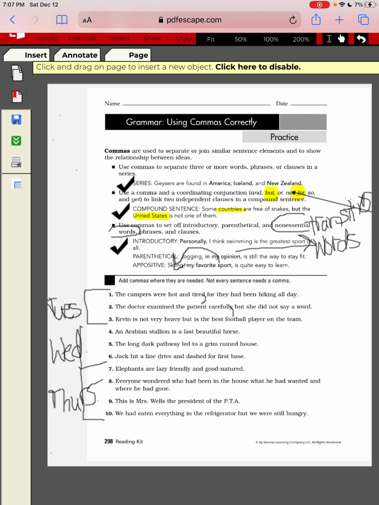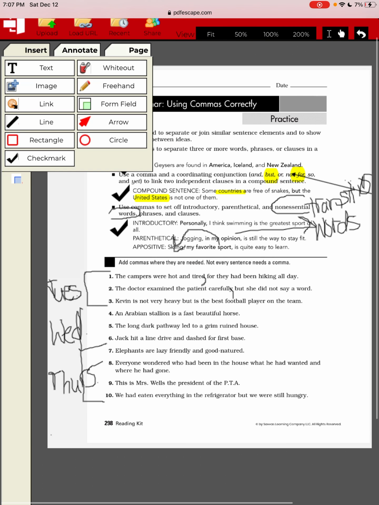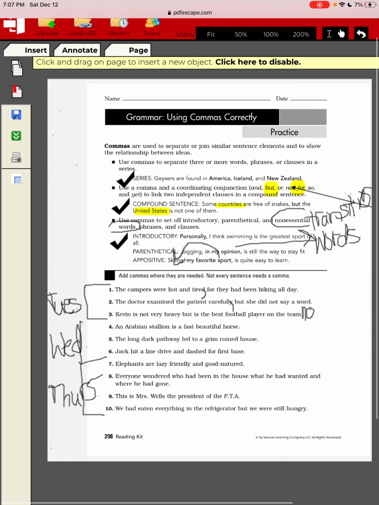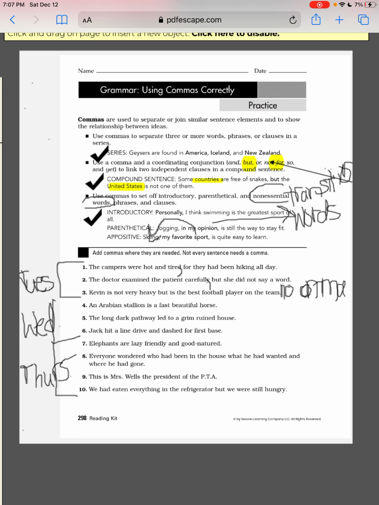Number 3 for Tuesday, Kevin is not very heavy, but is the best football player on the team. Number 3, no comma. It is already correct. That's a little messy. I apologize. Wednesday, you can either do this all at once and turn it in, or you can wait each day to do it. It's up to you since I'm posting this at the same time.